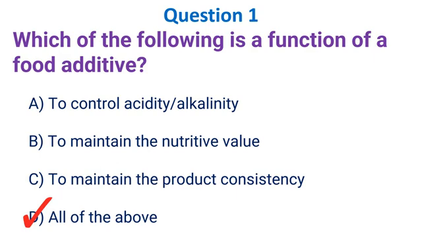Then to maintain the product consistency, we add the food additive. It can be a stabilizer, it can be an emulsifier, or it can be a thickener. For example, cellulose or gums or cornstarch. These help to maintain the product consistency. So all of these come under the food additive functions.